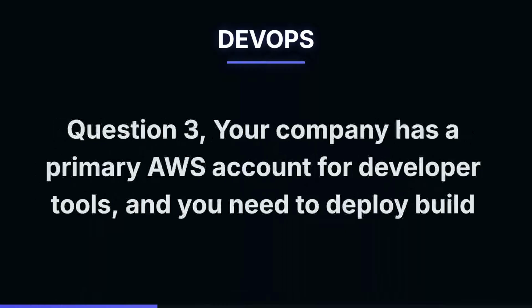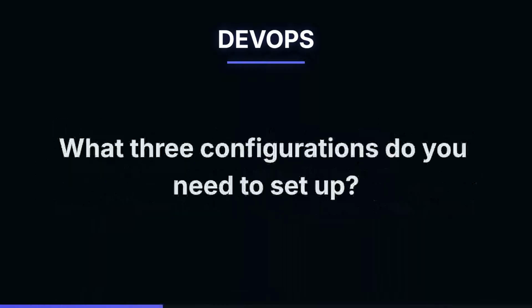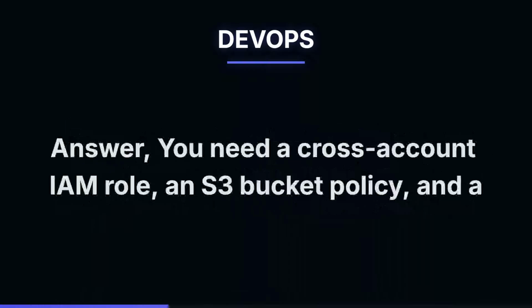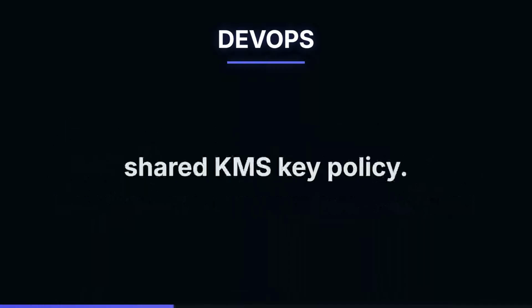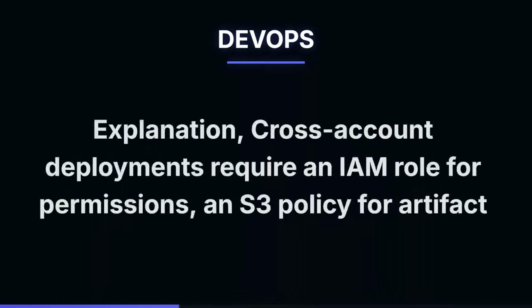Question 3. Your company has a primary AWS account for developer tools, and you need to deploy build artifacts securely into a separate production account. What 3 configurations do you need to set up? Answer: you need a cross-account IAM role, an S3 bucket policy, and a shared KMS key policy. Explanation: cross-account deployments require an IAM role for permissions, an S3 policy for artifact storage access, and a KMS policy for decryption.